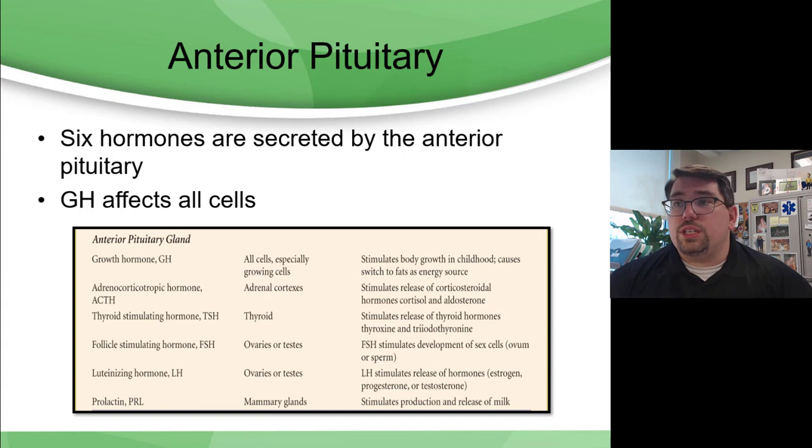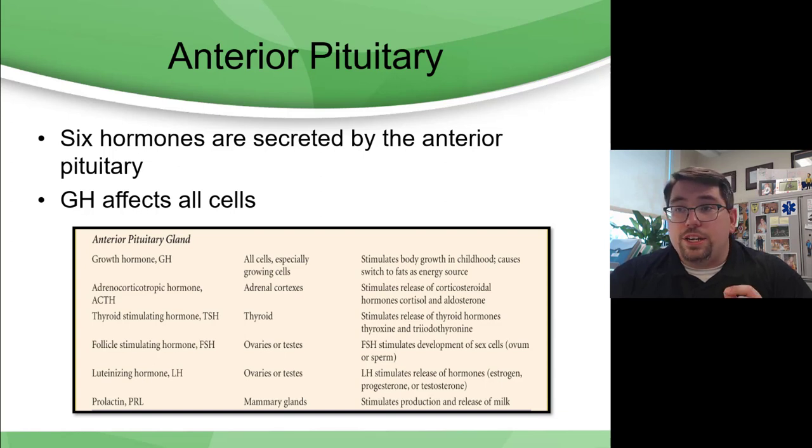Now, if we look at the 6 hormones that are secreted by the anterior pituitary gland, you know that these are going to affect really everything. The primary one that we think about is the growth hormone, or GH. GH affects all different types of cells. It really is a pretty interesting component that we look at.